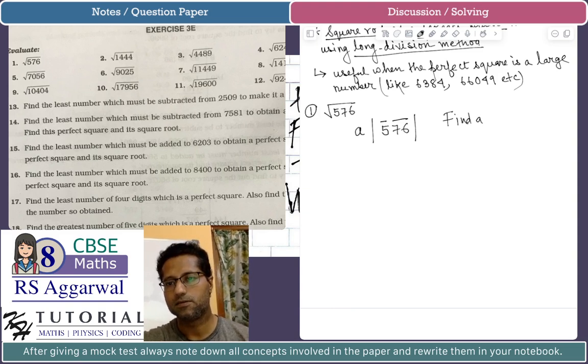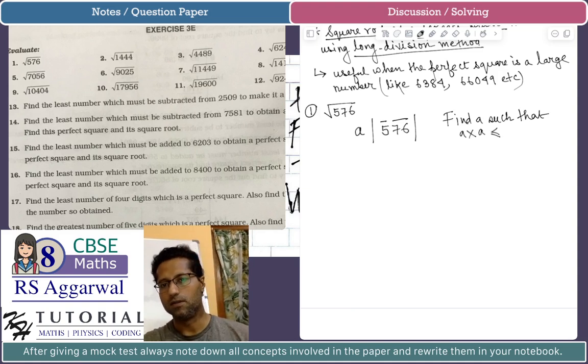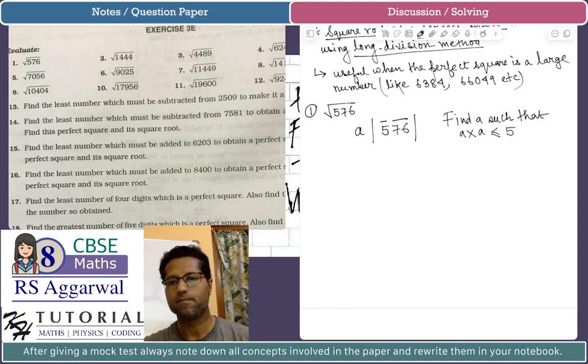Find A such that A multiplied by A will be less than or equal to the leftmost period. We will always start from the leftmost period, which is 5 in this case. So it has to be less than or equal to 5. You find the digit A, which when multiplied by itself should be less than or equal to the leftmost period, which in this case is 5.